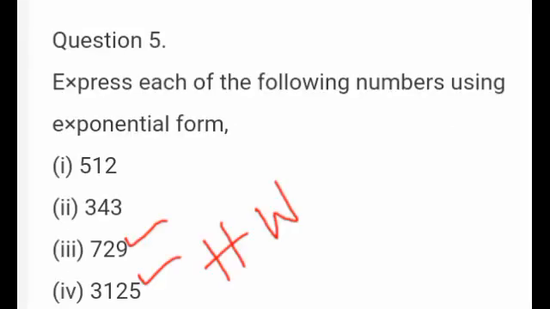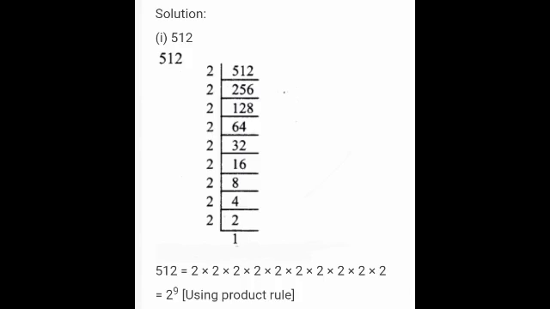Question number 5. Express each of the following numbers using exponential form. See, 4 numbers are given. We have to write the numbers in exponential form. That means base and power. Solution for the first question.